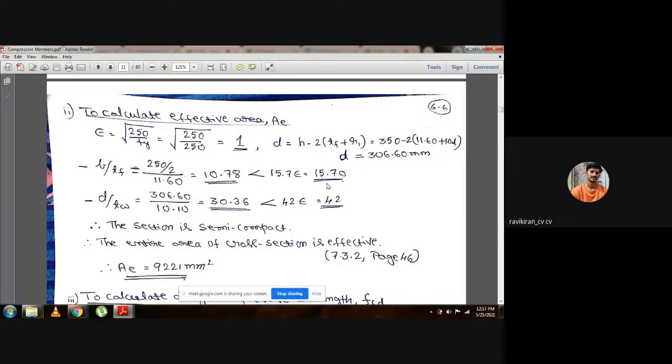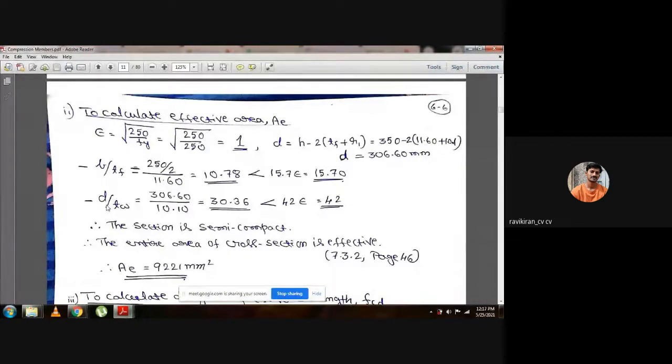In that, again, it is not coming into the picture because 10.78 is greater than 10.5. So move on to the third class, 15.7 epsilon. So 10.78 is less than 15.7. So we can consider this as class 3, that is semi-compact.